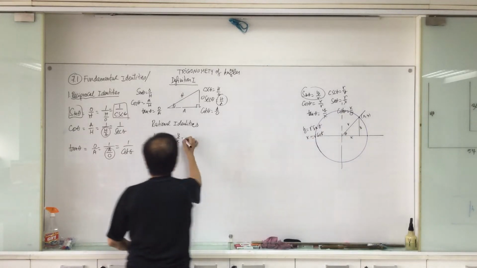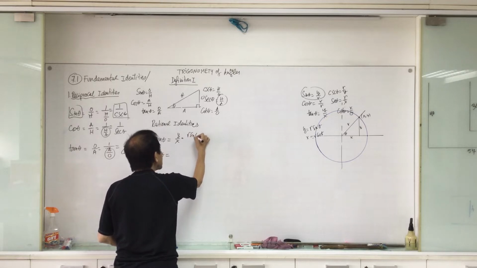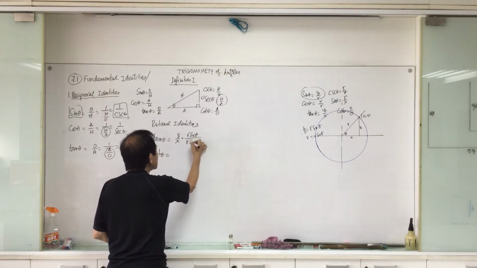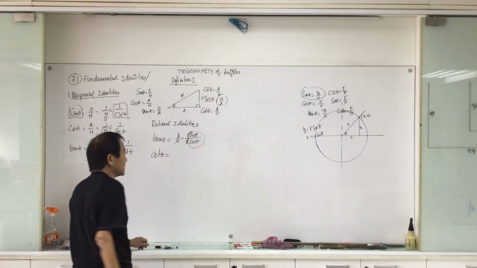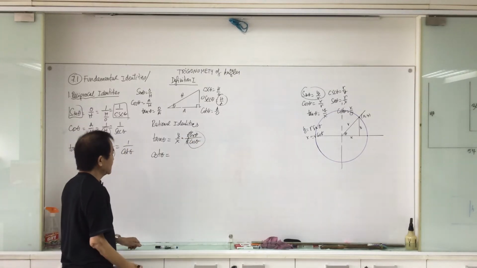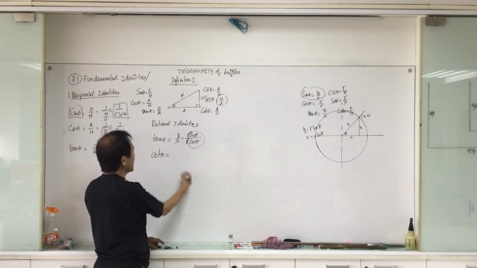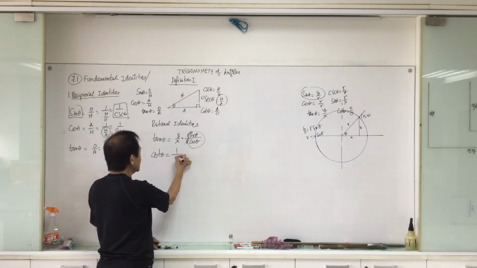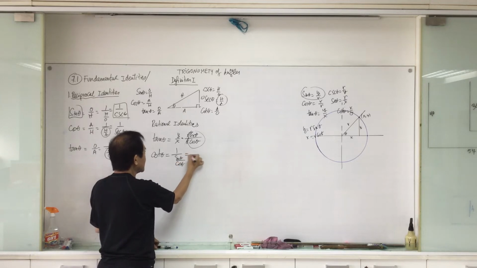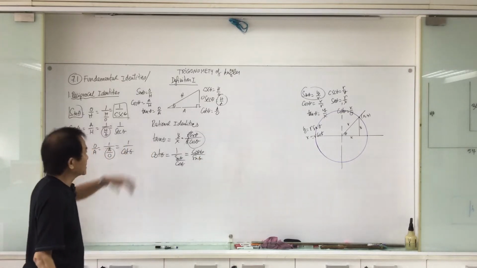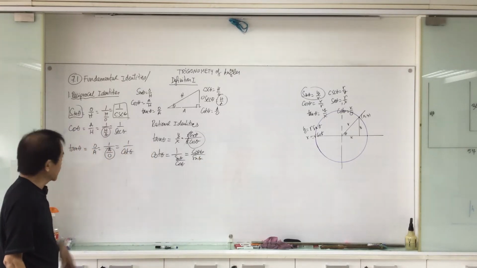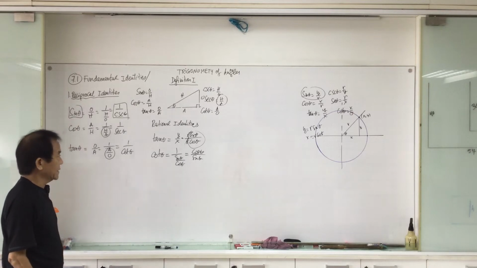Then you plug it in. R sine theta divided by r cosine theta. Cancel that one. So we can see that tangent theta equals sine over cosine. And because cotangent is the reciprocal of the other, it equals 1 over sine theta over cosine theta, therefore equals cosine theta over sine theta. Okay, this one is the ratio identity. This one is the reciprocal identity.